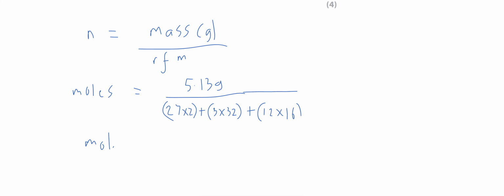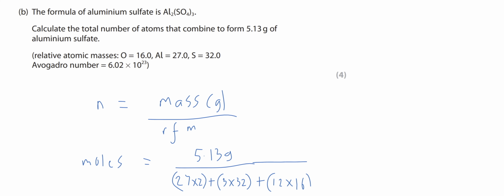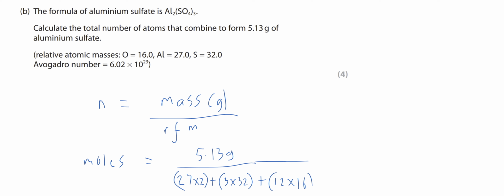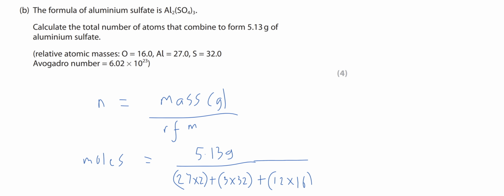Put this in the calculator. So moles equals 5.13 divided by, open brackets, 27 times 2 plus 3 times 32 plus 12 times 16, close brackets, equals 0.015. So 0.015 moles of aluminium sulfate. And we need to calculate the total number of atoms that are in 5.13 grams of aluminium sulfate.